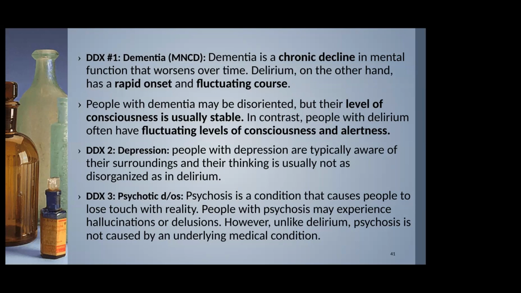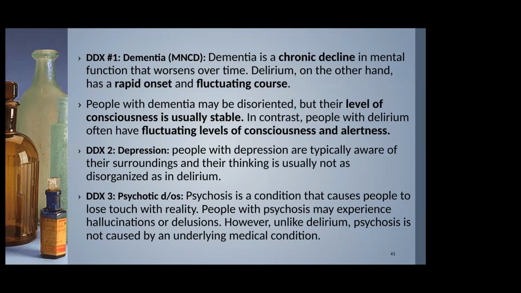Okay, so in contrast, people with delirium often have a fluctuating level of consciousness and alertness. This is a key feature that differentiates dementia from delirium. The other differential diagnosis is depression. People with depression are typically aware of their surroundings. Their thinking is usually not as disorganized as in delirium. Especially the hypoactive type of delirium is misdiagnosed as depression.